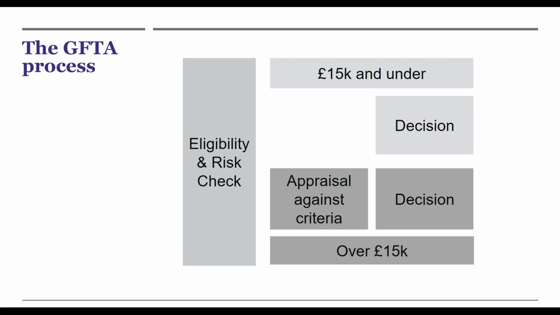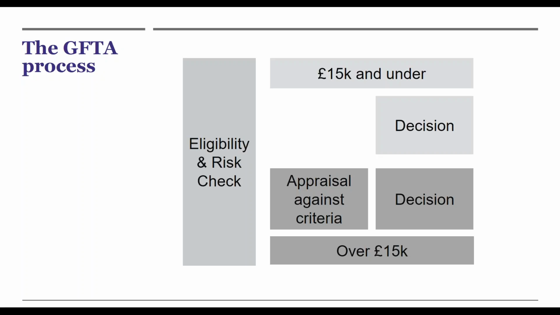For the over 15,000 applications, this is a little bit more intensive, and these are appraised, assessed by relationship managers against set criteria, and then the decisions are made usually fortnightly at decision-making panels in the relevant area they've come from. It's very much a cycle, so this is an ongoing process. There are no deadlines. We deal with applications as they come through.